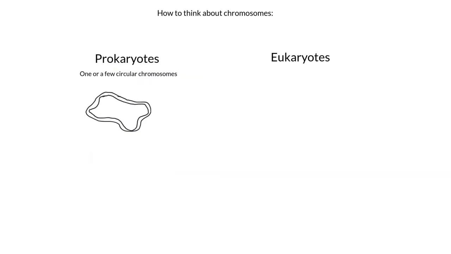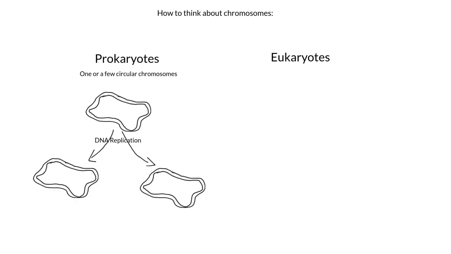Another major difference between prokaryotes and eukaryotes is how these cell types divide and the differences therein, paying particular attention to chromosome structure. In prokaryotes, which have one or a few circular chromosomes, before cell division can occur, the DNA in that chromosome must duplicate through a process called DNA replication. We started with one copy of that chromosome, and we end up with two copies of that chromosome.